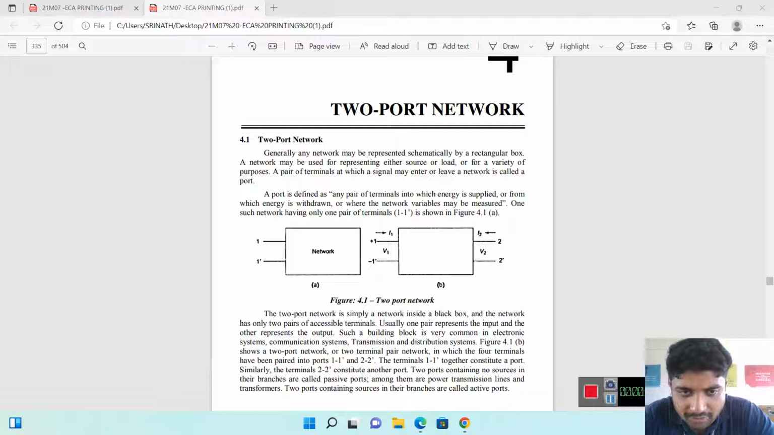Hello to everyone. Now I am going to present on the topic of two-port network. Generally you should know the concept of a two-port network. So what is a two-port network?